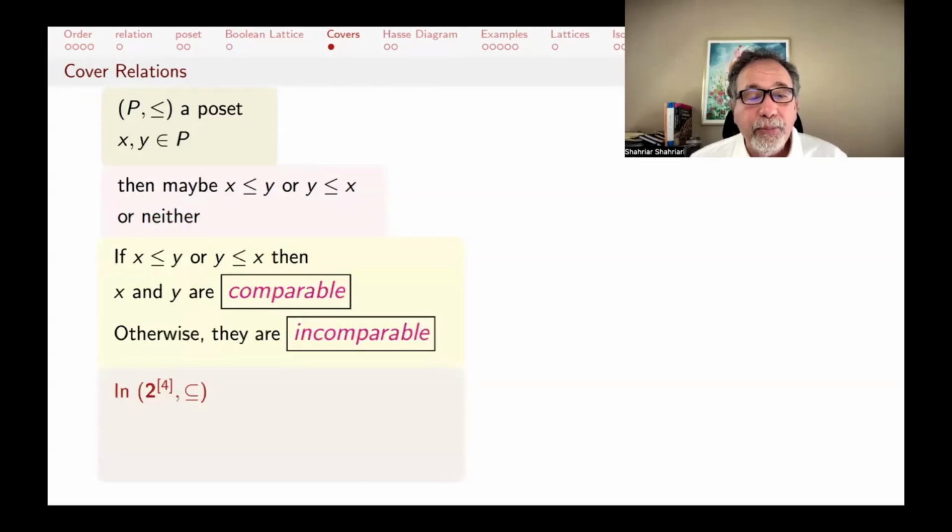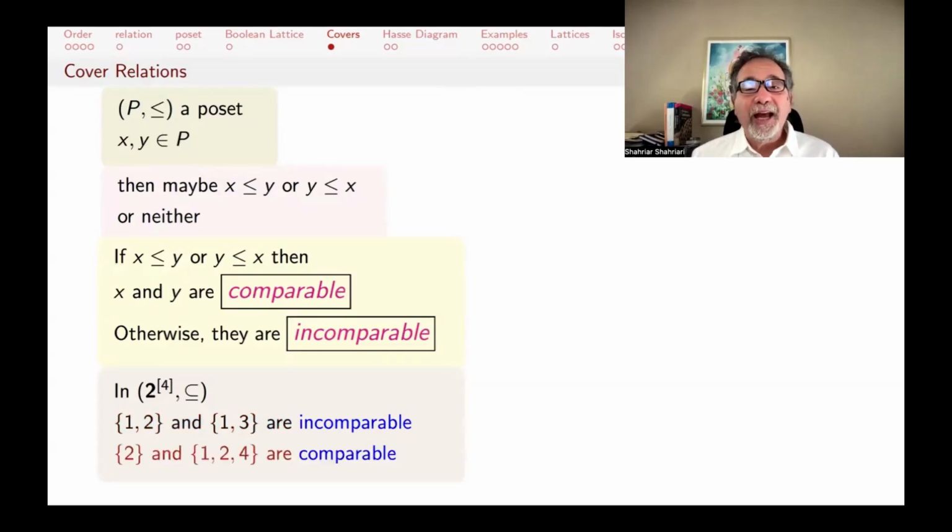For example, in the Boolean lattice of order 4, that's the subsets of a set with 4 elements ordered by inclusion, the subset {1,2} is a subset of {1,2,3,4}, and {1,3} is also a subset. They're incomparable because neither one of them is a subset of the other. On the other hand, {2} and {1,2,4} are comparable because {2} is a subset of {1,2,4}.